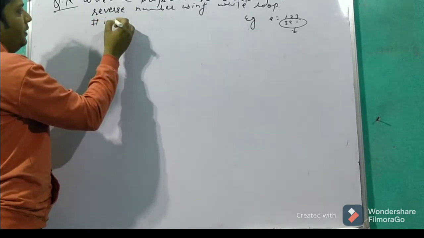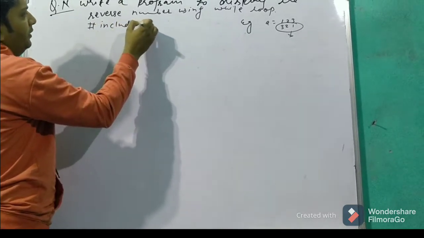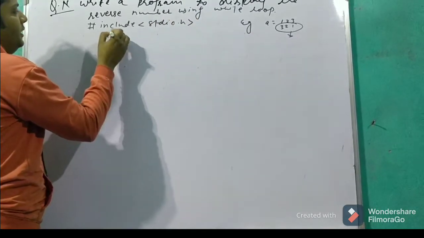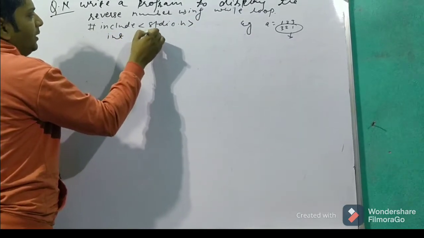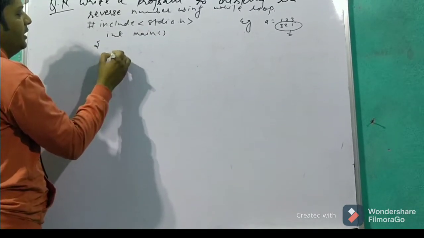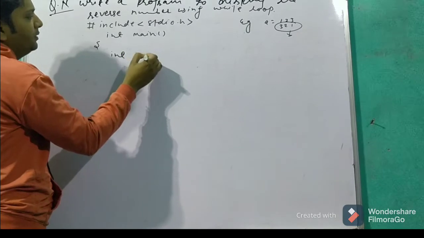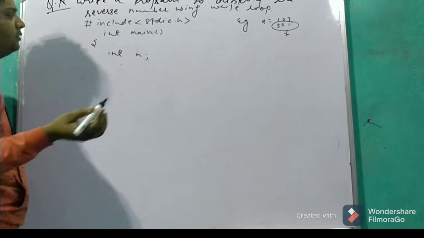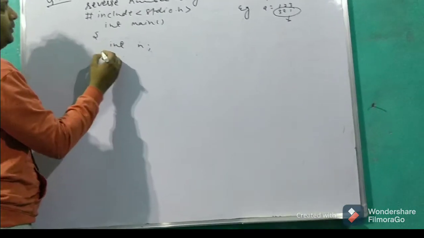Okay, so we include the particular library stdio.h. Then our aim is to display the reverse number. We have any number, so just declare the number. We can either give input values or a direct value. It's up to you how you want to give the value.